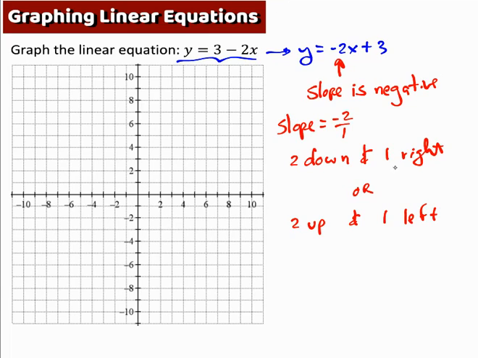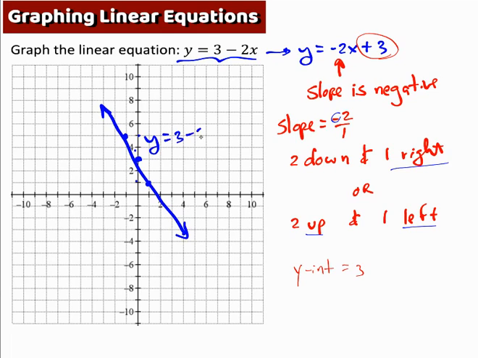So we always write our initial slope moving to the right, and the negative gets applied to up or down. So it's 2 down, 1 to the right. But if we want to write moving in the opposite direction, again, you must change both. We change down to up and right to left. Here, our y-intercept is 3. So we will start at y equals 3 on the y-axis, and we can go 2 down, 1 to the right, or we can go 2 up, 1 to the left. And this is the graph of y equals 3 minus 2x.